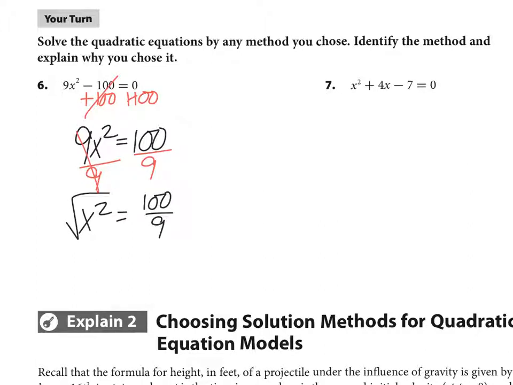Then I can take the square root. Now remember, when you take the square root, you always have two answers, plus or minus. Square root of 100 is 10. Square root of 9 is 3. So those are my two solutions, positive 10 over 3, negative 10 over 3.